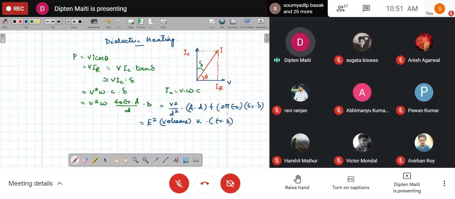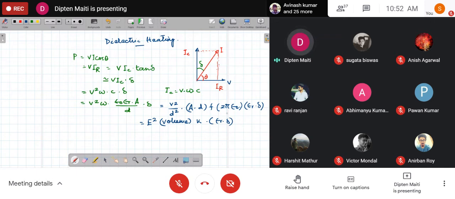So you see, due to even the dielectric, if you remember, the dielectric material usually is a non-conductor of electricity, or an insulating material. Those are insulating materials. So by using this sort of heating, we can actually heat up some sort of insulating material.